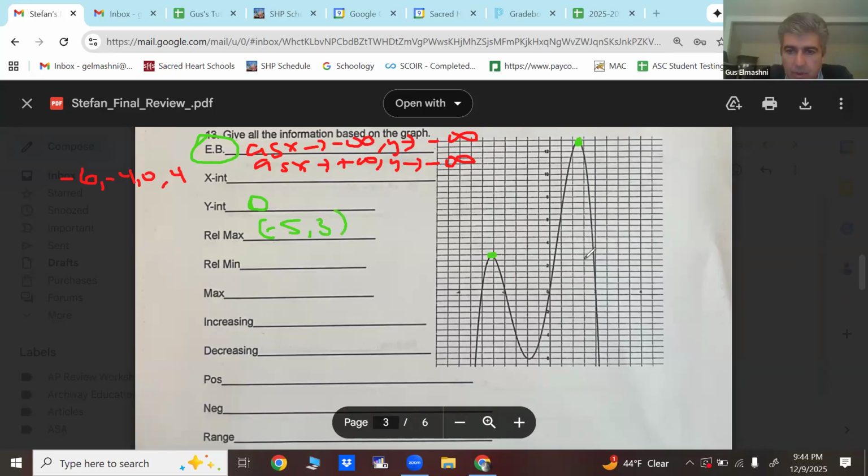And let's figure out this one. This one's a little tricky, but it looks like that's 2.5 and about, I don't know, 14.